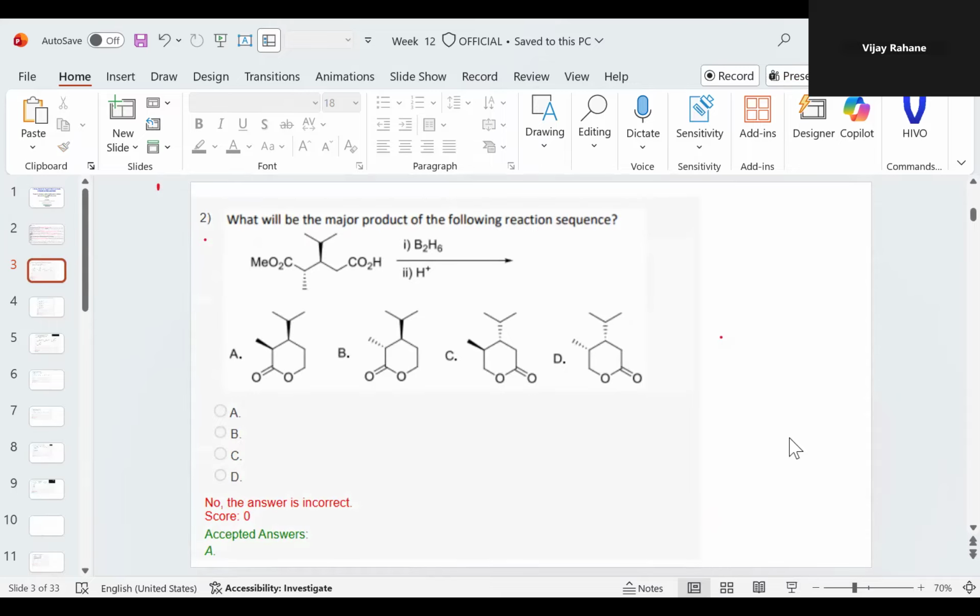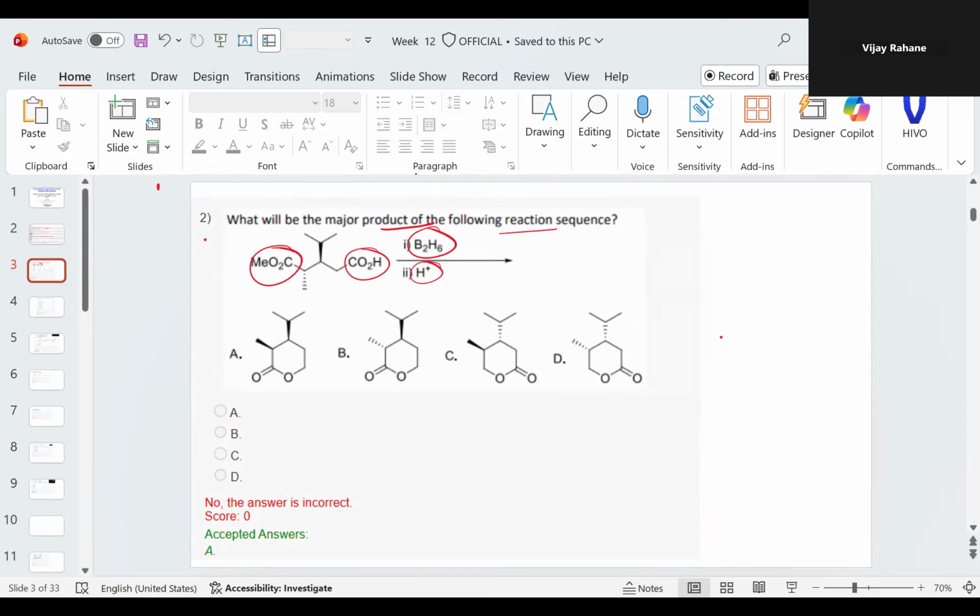Okay. So what will be the major product formed in the reaction sequence? What do we have here? B2H6, right? And then the acid here. What happened? We have the ester group here, and here it is the acid group.